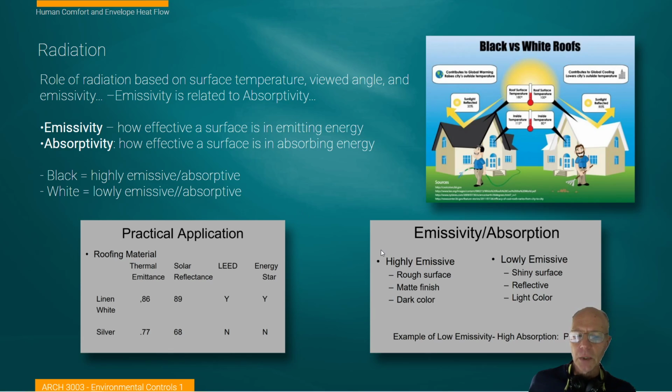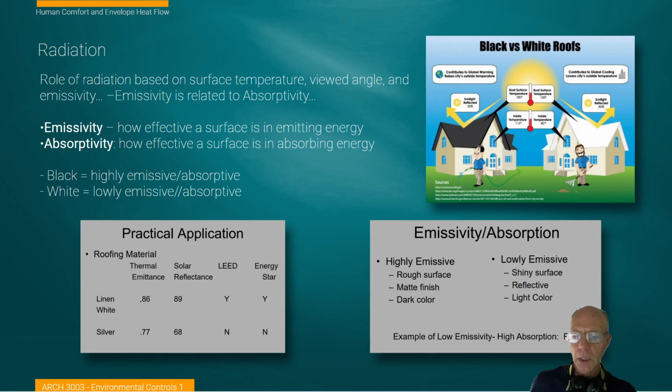But anyway, with that in mind, there's this idea of the choice of roofing materials, the idea of surfaces that are shiny and reflective, reflect a lot of heat, while rough surfaces, dark surfaces, matte surfaces absorb a lot of heat.